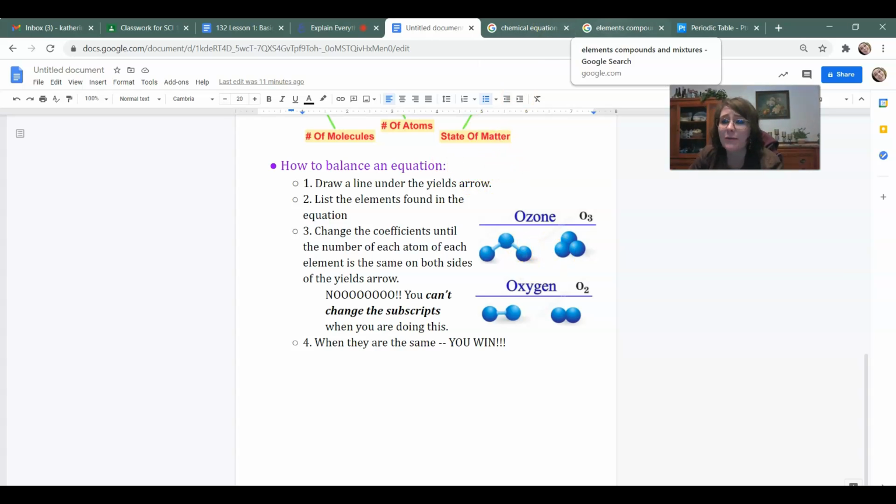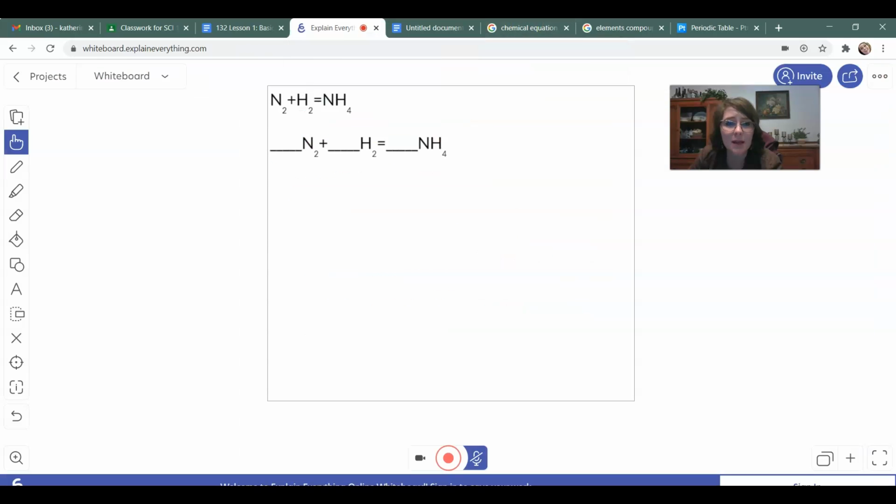So we're going to do it, and I found a website that lets me have a chalkboard, although my handwriting is absolutely atrocious on here, so forgive me. So let's go through these steps.